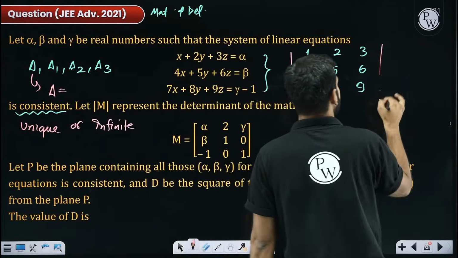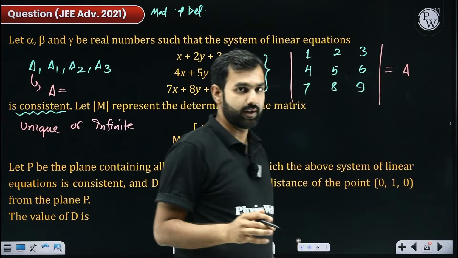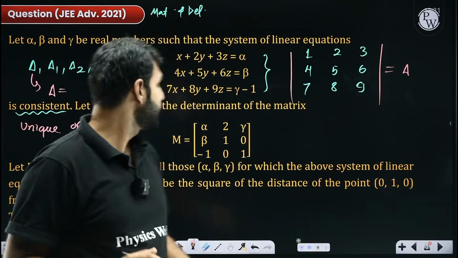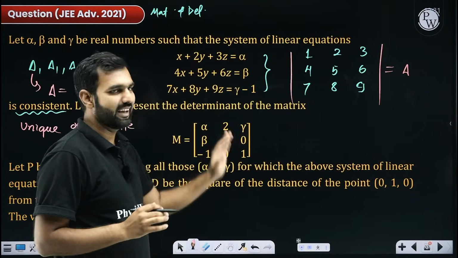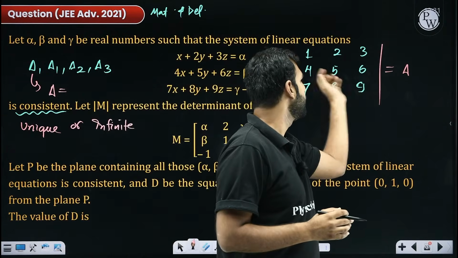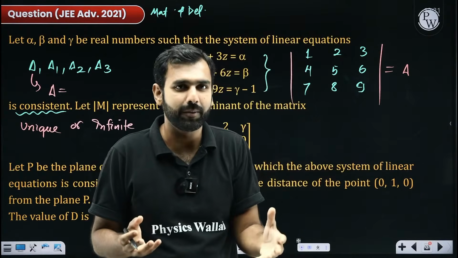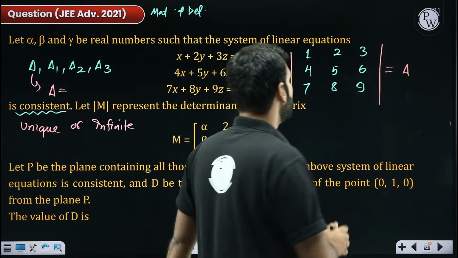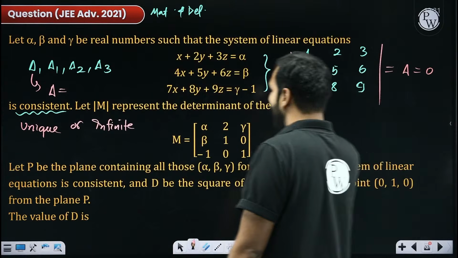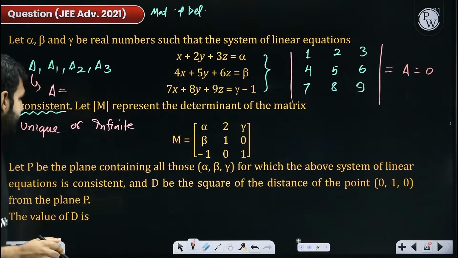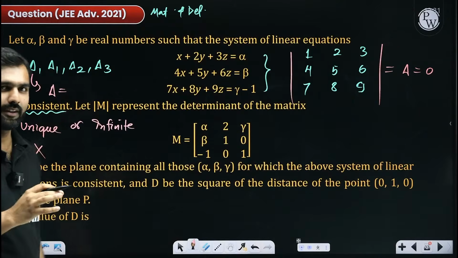This determinant, I hope you remember what delta means: the coefficients here. So this is 1, 2, 3, 4, 5, 6, 7, 8, 9. So this value here is clearly 1, 2, 3, 4, 5, 6, 7, 8, 9. They are in AP, and this delta is clearly 0. So if delta is 0, it cannot have a unique solution. So that possibility of unique gets eliminated.